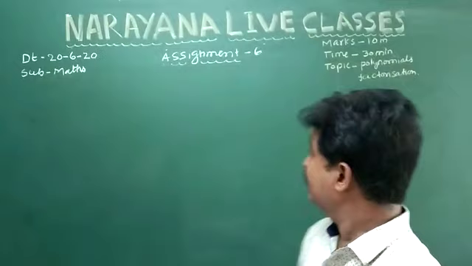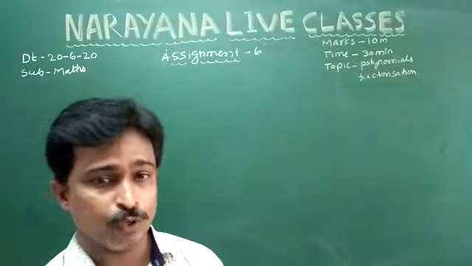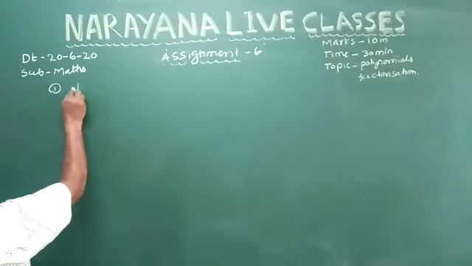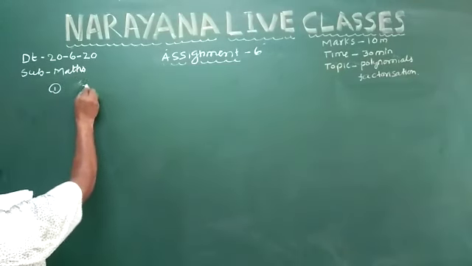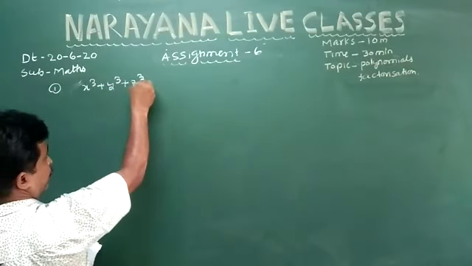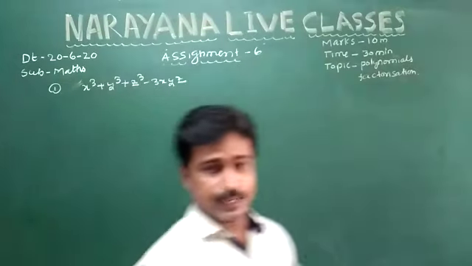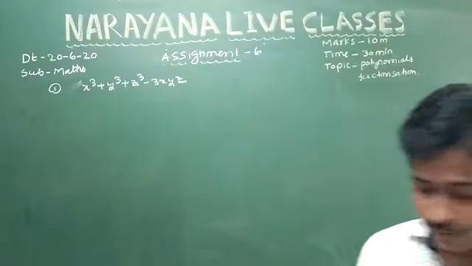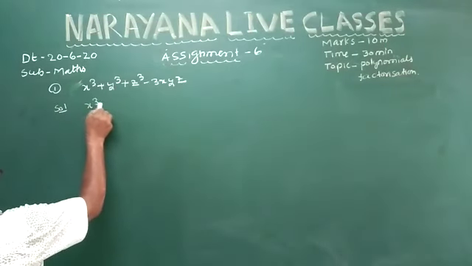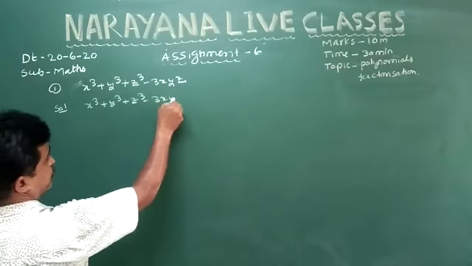Today I am going to explain assignment 6 in polynomials and factorization. Coming to question number 1, factorize x cube plus y cube plus z cube minus 3xyz. Coming to solution, given x cube plus y cube plus z cube minus 3xyz.